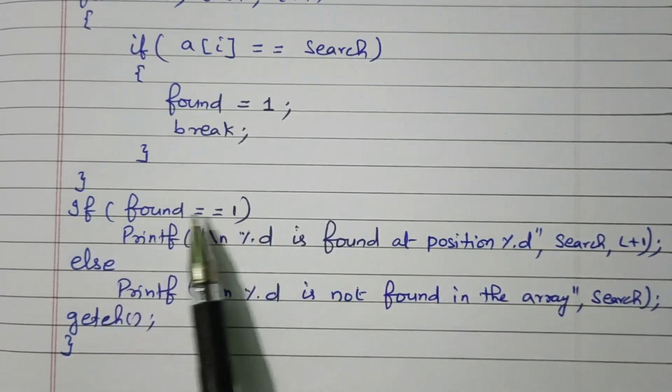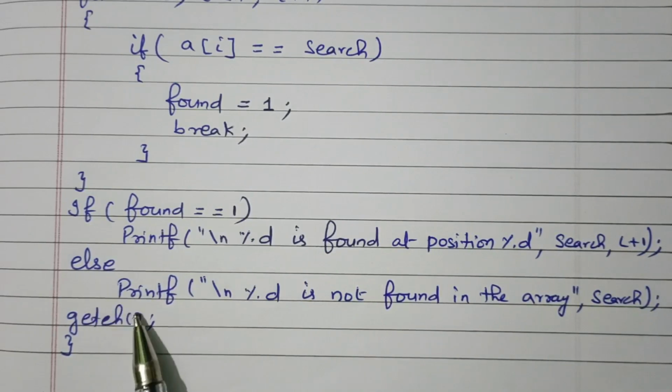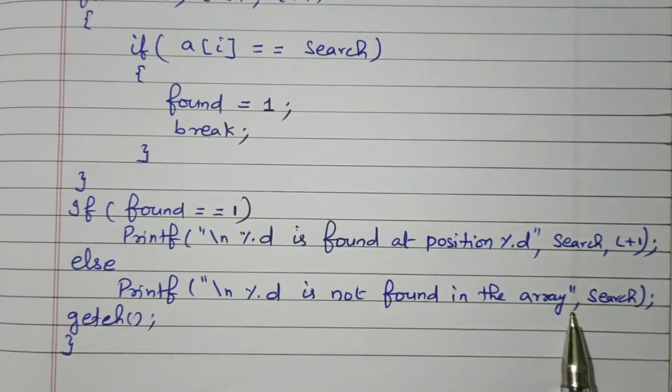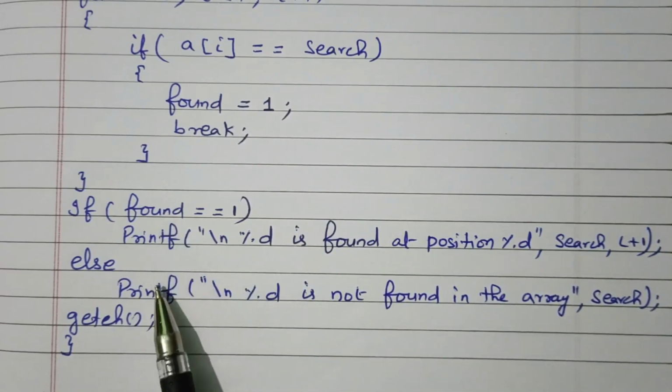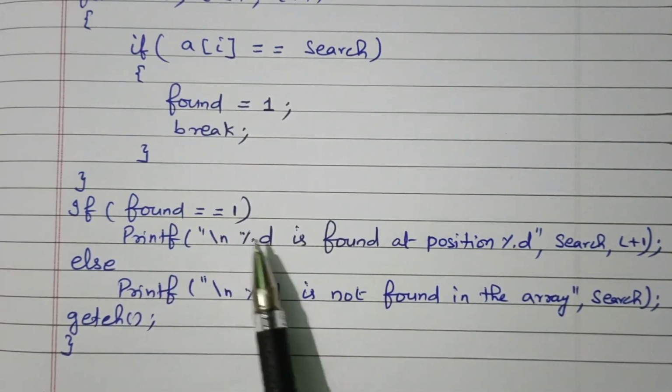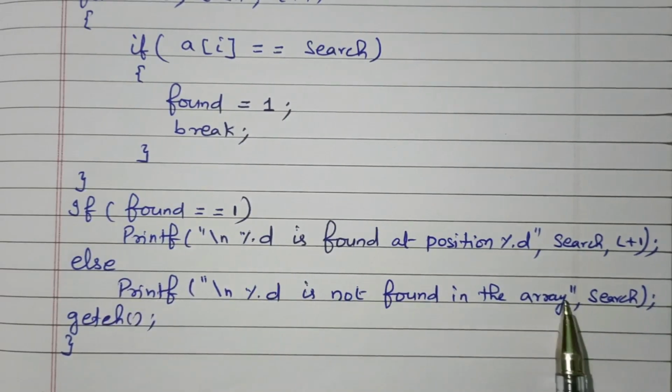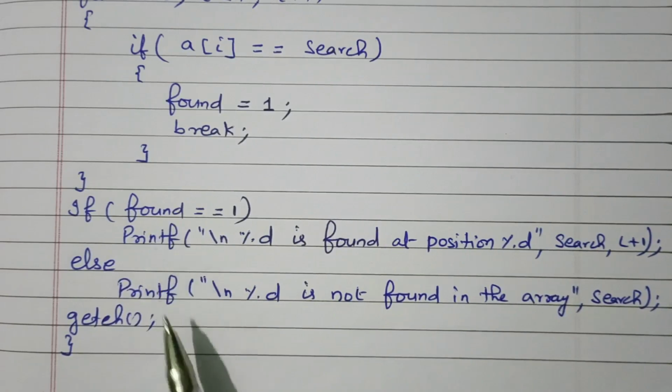Else, suppose found is not equal to 1, else printf "%d is not found in the array", right? So by checking the found variable, found is 1 means available, found is 0 means not available. By checking this found variable, we can easily identify. Now we'll see the output. We'll see two sample outputs of this program.